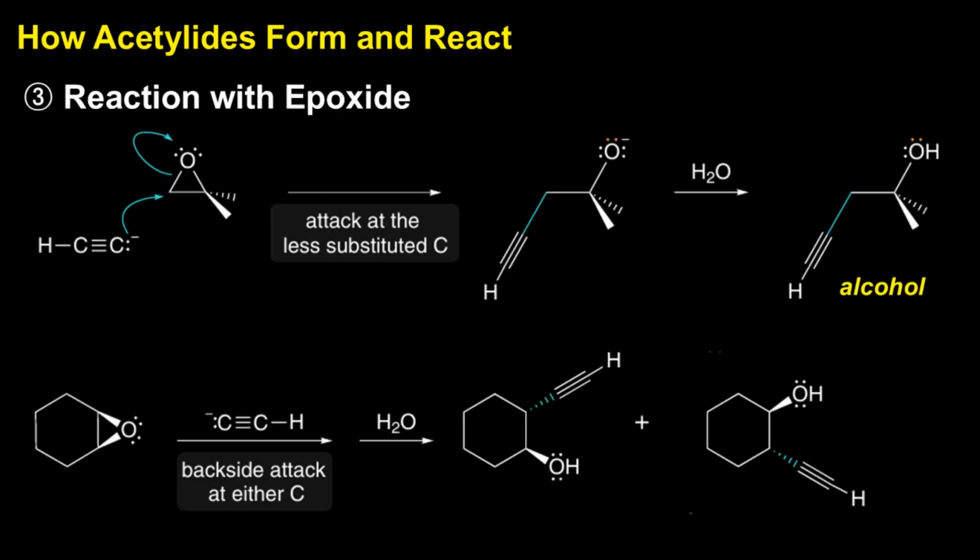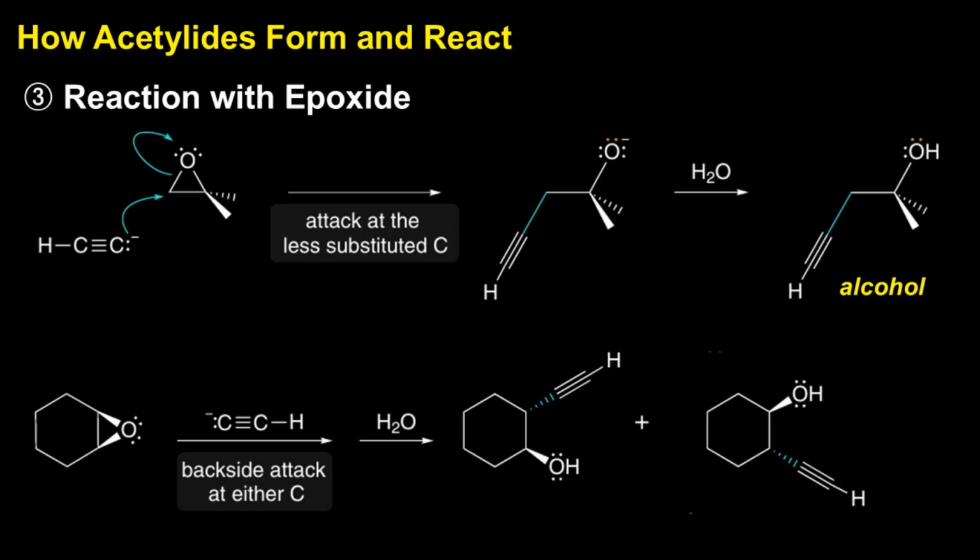Now let's check out another super useful reaction, the attack of acetylide anions on epoxides. This one's great because it lets you extend the carbon chain and add a functional group in one step. Here's how it works. The acetylide acts as a nucleophile and attacks the epoxide, kind of like an SN2 backside attack. The acetylide targets the less substituted carbon because it's more open and easier to reach, with less steric hindrance.